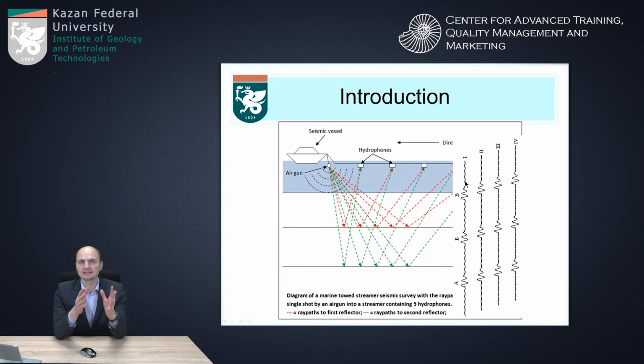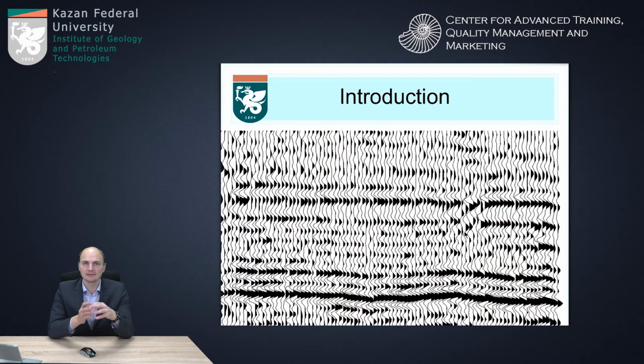Then if we simply align them together along a single profile and color the positive amplitude in black and leave the negative amplitude white, we're going to obtain this kind of picture. On this picture we can see quite a lot of different seismic traces along each picket in our seismic profile. And that is the seismic image.